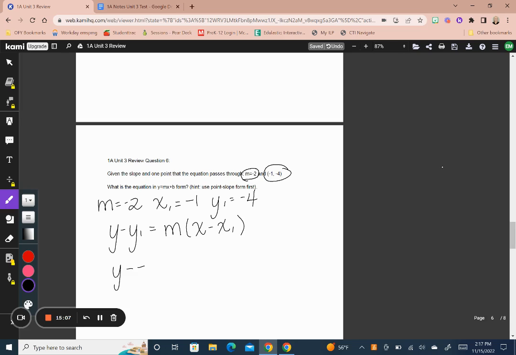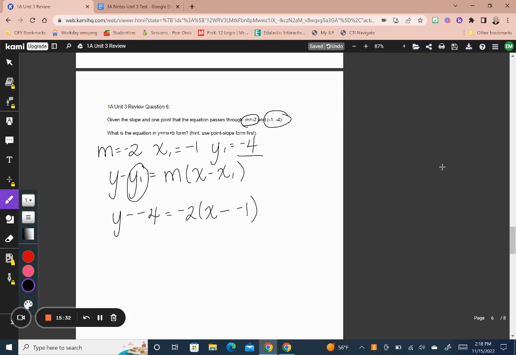Okay, so once again, replace our values. y minus negative 4. See how this is a negative 4 here, and we're subtracting this number? So we're subtracting a negative number, okay? My m is negative 2, x minus my x1, which is negative 1. So first thing I'm going to do is fix these double negatives. Negative, negative means positive. So y plus 4 equals negative 2x, and I have a negative, negative 1, so it's going to be a plus 1.